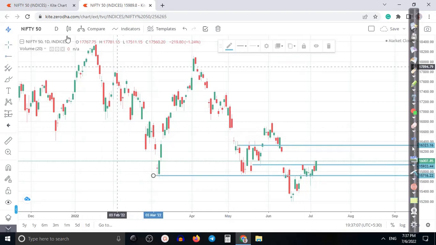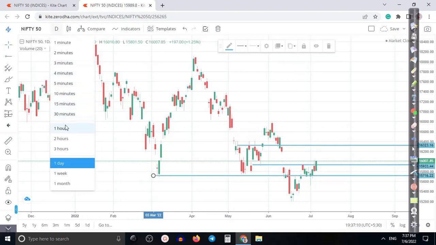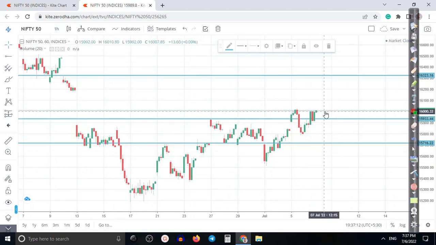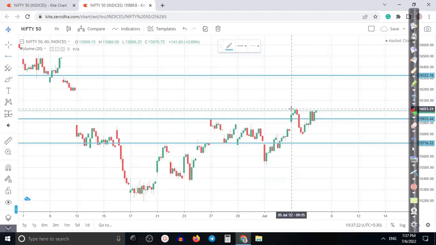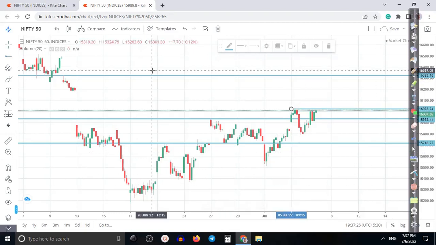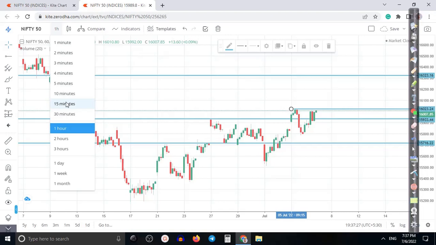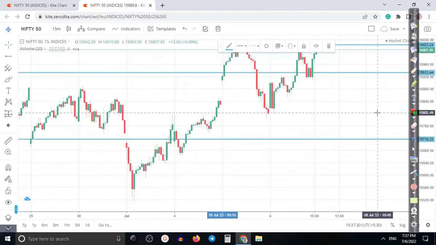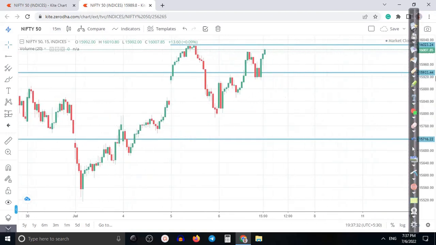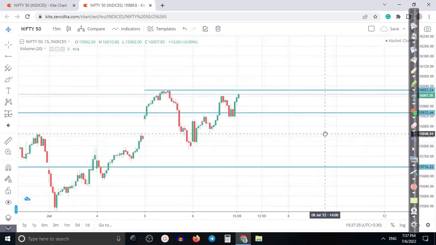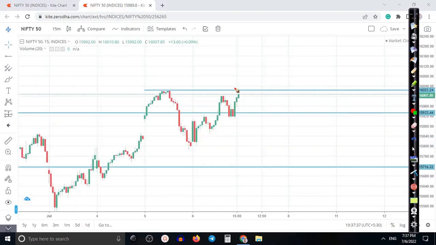Now let's see a small time frame like H1, exactly near the higher point. And let me draw another resistance line, that will be our entry point. Let's jump to the 15-minute time frame. So here, the 15-minute time frame. We are looking for a buy after breaking this resistance line at the level of 16,000. So that is our entry point.